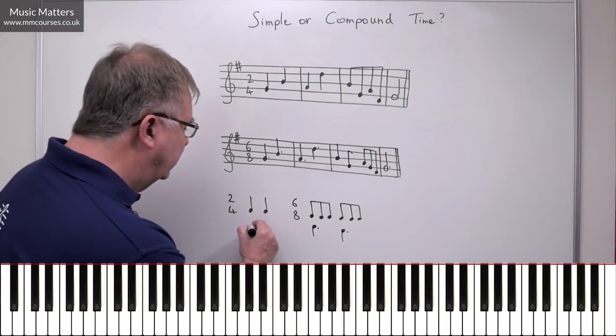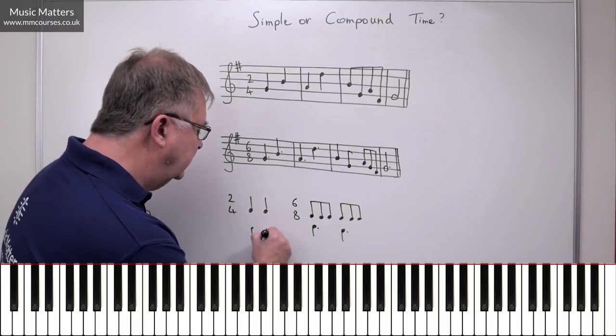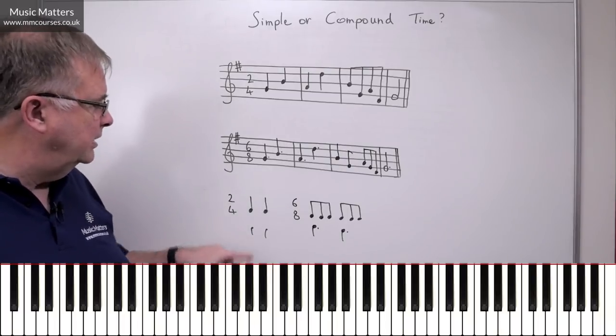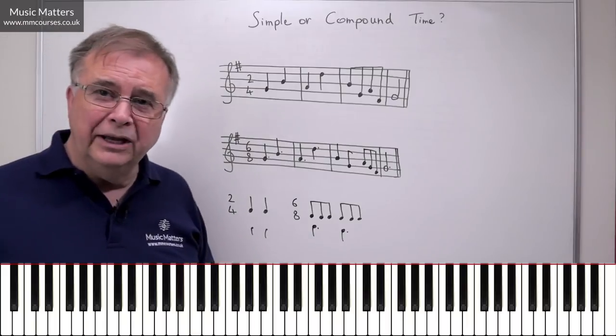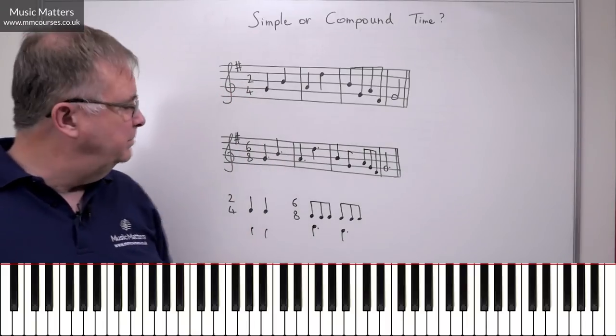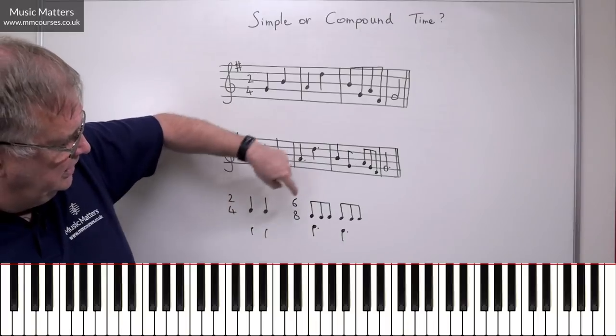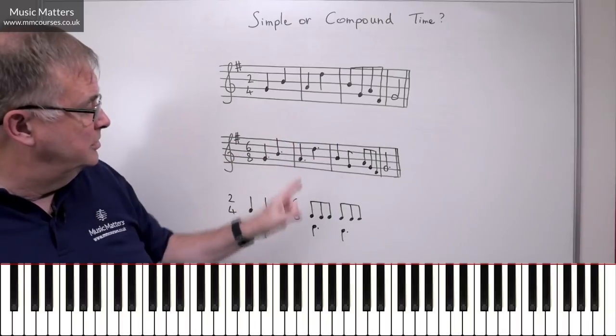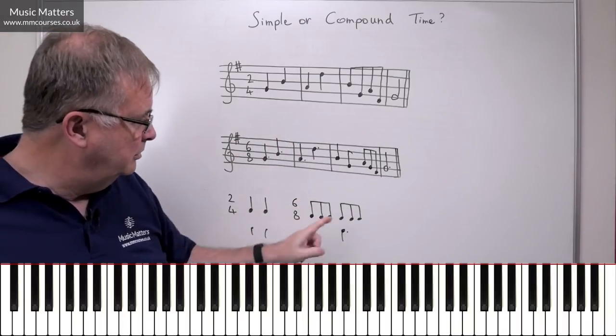In 2-4, I've got 2 beats in a bar. And it's simply what it says on the tin. 2 crotchet beats, 2 quarter notes. Here they are. In 6-8, it's a compound time because 6, 9, 12, compound time. Do what it says on the tin. Write 6 of these. 1, 2, 3, 4, 5, 6. Divide them into groups of 3. One group of 3, second group of 3.